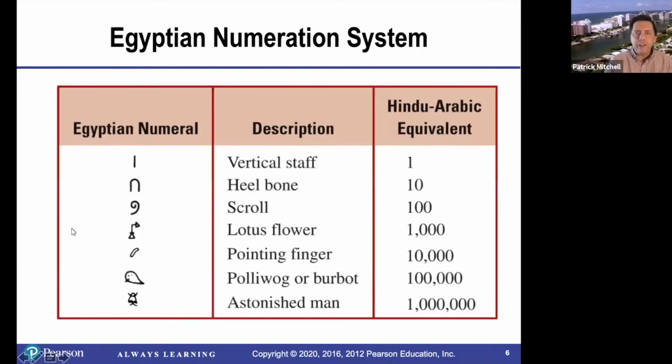The Egyptian numeration system used these things that really look like hieroglyphics to represent different numbers. The number 1 was represented by a vertical staff that looks like our number 1. And then 10 was represented using what's called a heel bone. And then other powers of 10 were represented using a scroll, a lotus flower, a pointing finger, a pollywog or burbot, and finally, astonished man. Okay, so we might be looking at that system a little bit more later in this chapter.